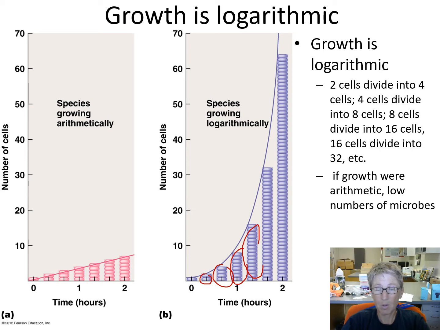From starting time of 0 to 2 hours, you go from 1 cell to this many cells. If growth were arithmetic, you'd have a really low number of microbes, which might be good in some cases, but microbial growth is not arithmetic. So in arithmetic growth, you'd go from 1 cell to 2 cells to 3 to 4 to 5 to 6. So at the end of 2 hours, you'd only have 8 cells.